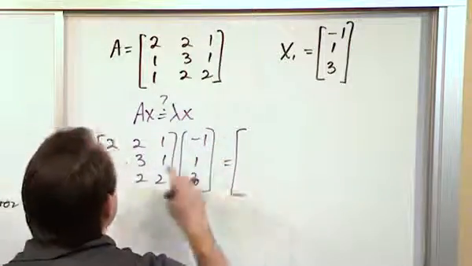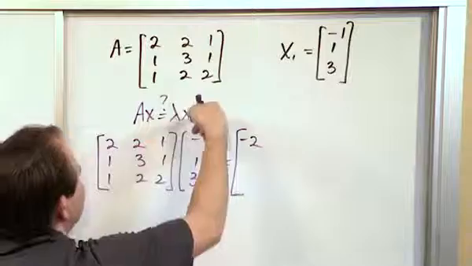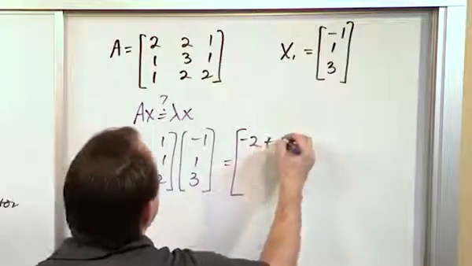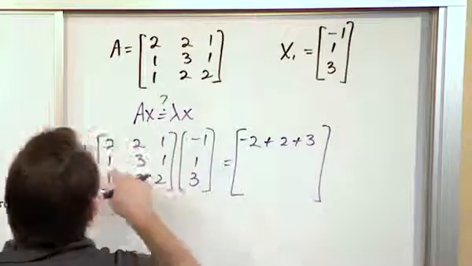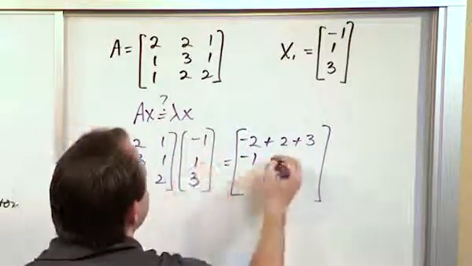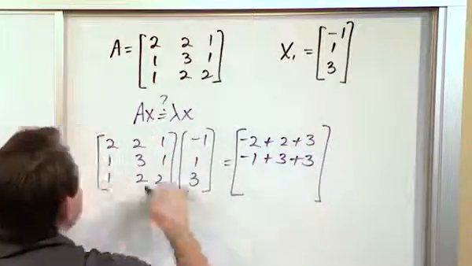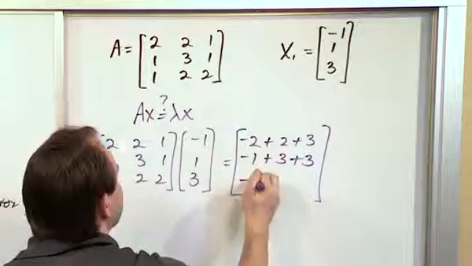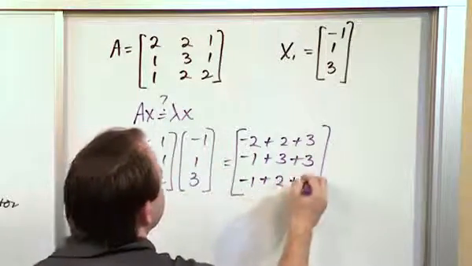So what I will have is 2 times negative 1, which is negative 2. I'm going to go down like this. 2 times 1 is 2. 1 times 3 is 3. I go over and down here. This gives me a negative 1. This times this gives me a 3. This times this also gives me a 3. And then I go over and down. This gives me a negative 1. This gives me a 2. And this gives me a 6.